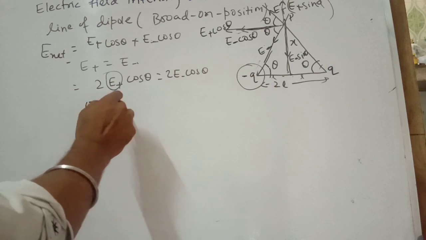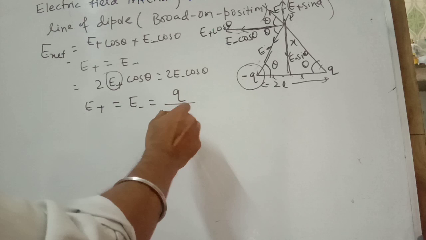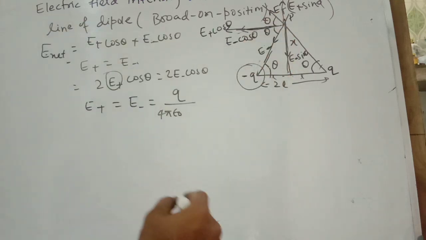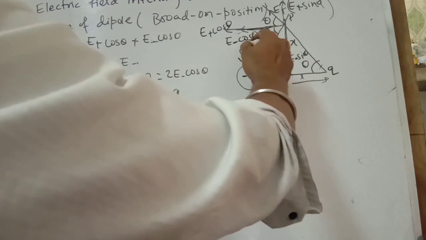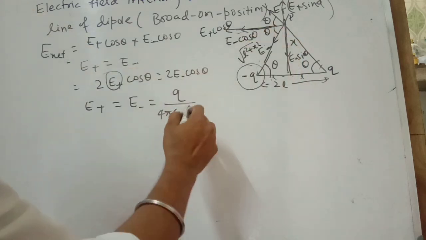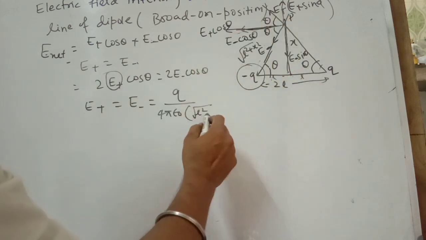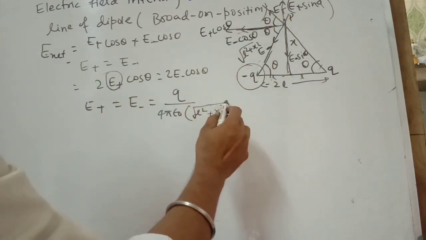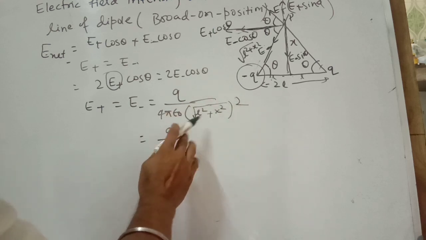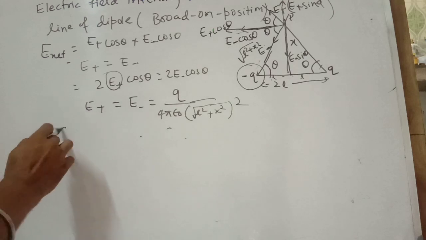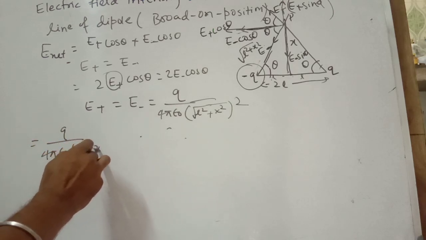E plus equals E minus, which is Q by 4 pi epsilon naught. So what is the distance? We consider the half-length here as L and the distance here as x. So the distance between the charge and the point where we find the electric field intensity is the square root of L square plus x square. So it will be Q by 4 pi epsilon naught into L square plus x square.